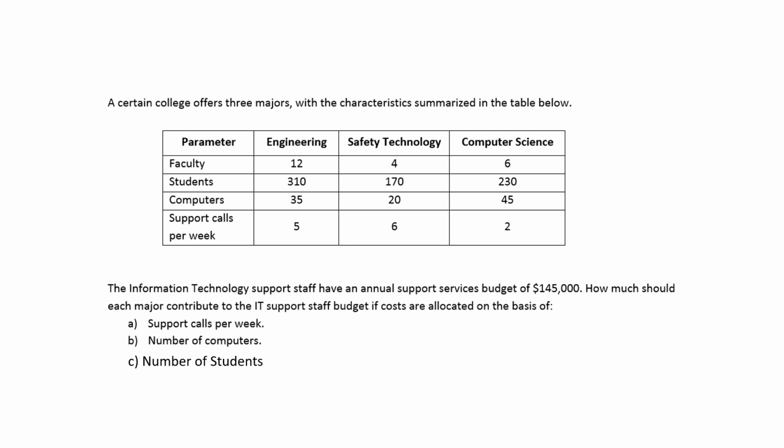So if you turn to part 3 on the second page in the handout, there is a college that has 3 departments: an engineering department, a safety department, and computer science. And we've got some of their characteristics: how many faculty members they've got, the number of students, the computers that they have, and then how many support calls they generate each week. And what we're trying to determine in this example is, if you're trying to pay information technology to cover their budget of $145,000, how much should each of these departments chip in?